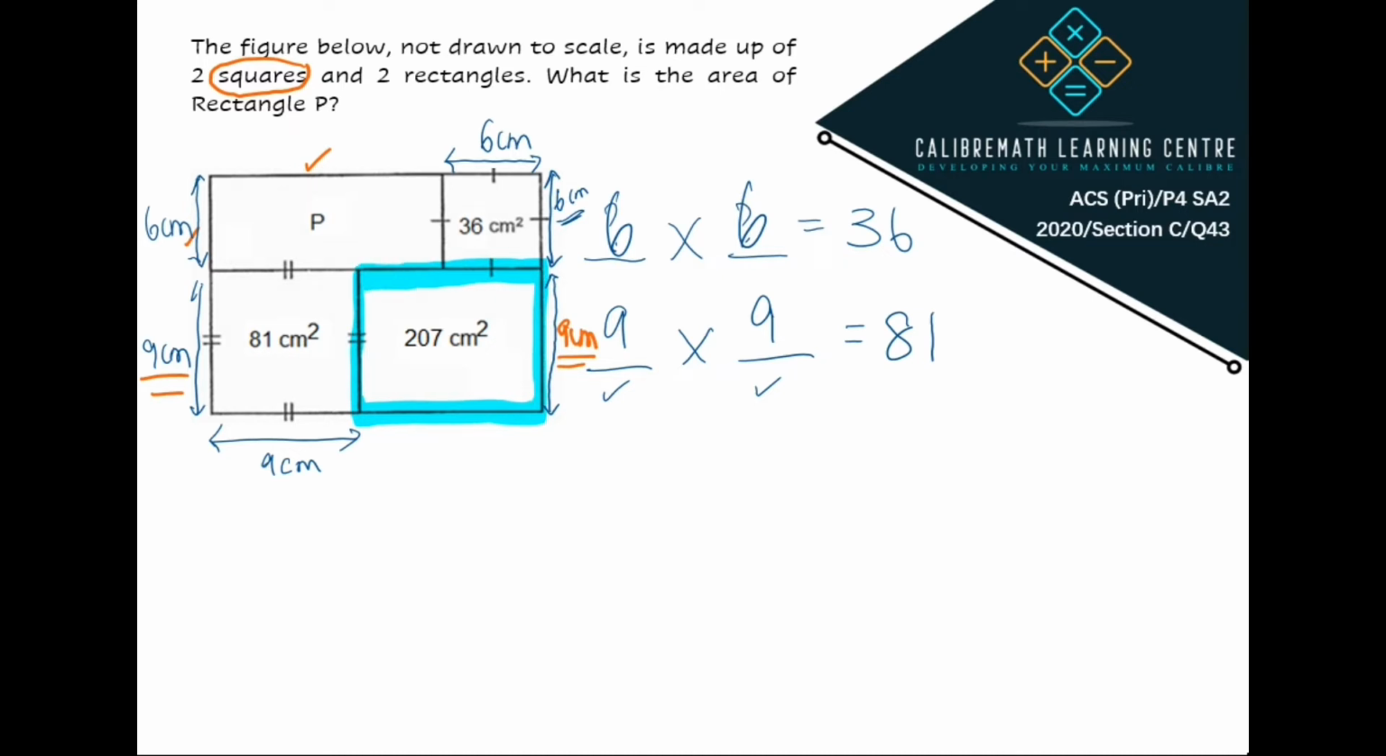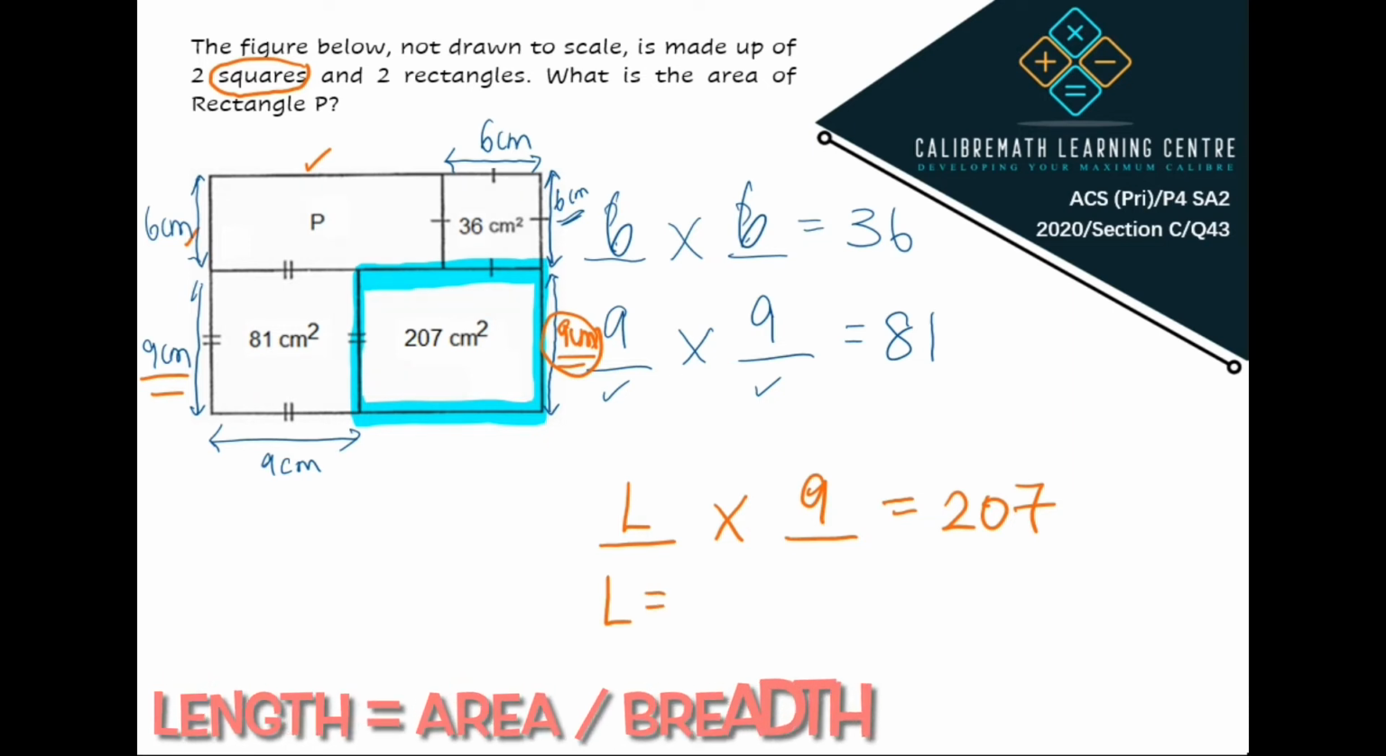You should know that to find the length of this rectangle, again, we are using the concept of length times breadth, the formula, to give us 207. Now, since we know that the breadth is 9 centimeters, let's fill that in. And so by working backwards, you will be able to find the length by using 207 to divide by 9. And that gives you 23 centimeters. So let's label that in again.